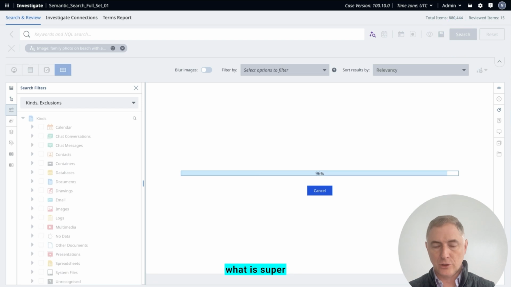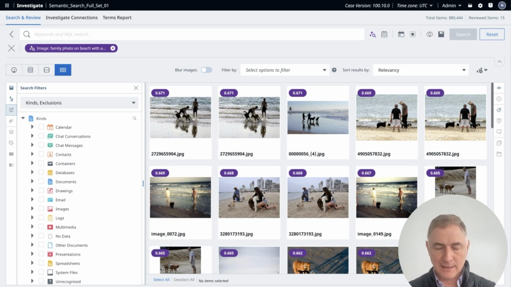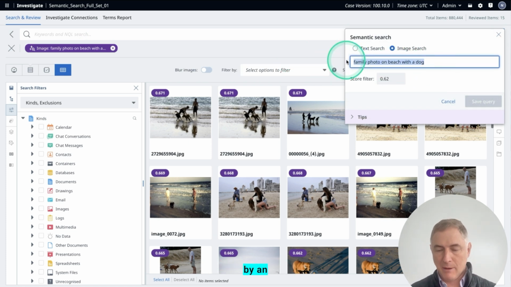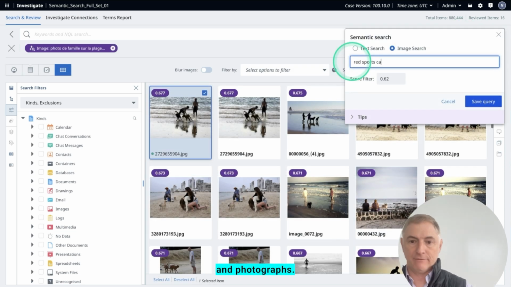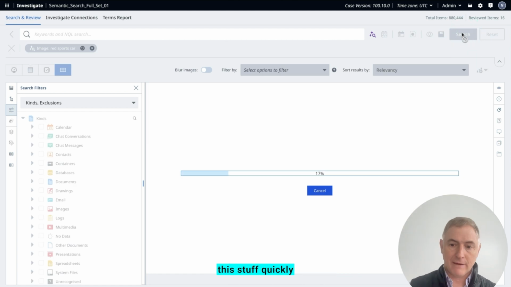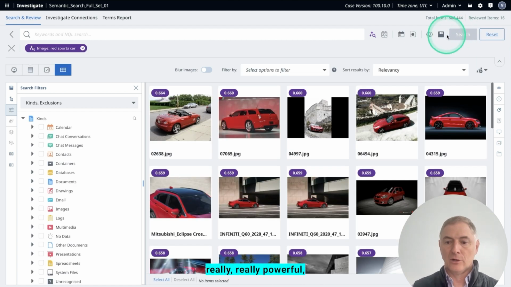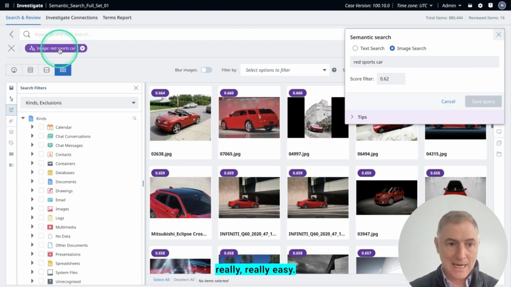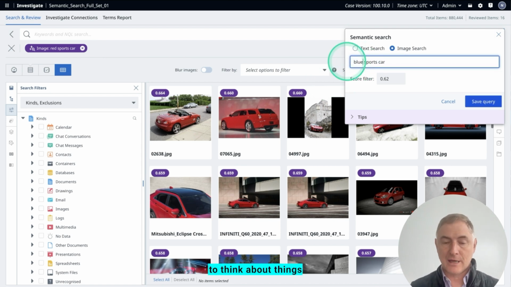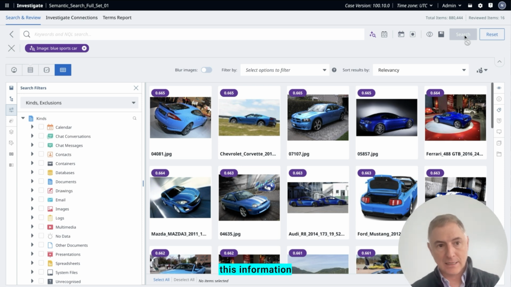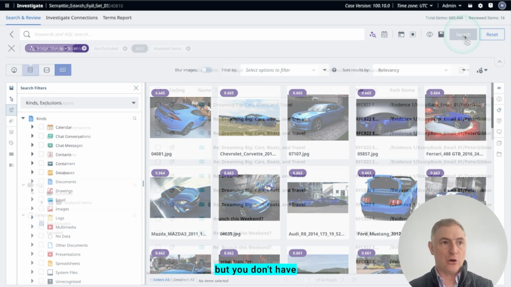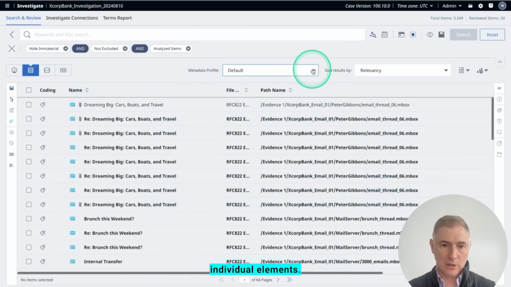And what is super fantastic about this is that it has required no upfront training. These items haven't been tagged by an individual upfront. This is just leveraging all of the capability of semantic search for both images and photographs to do this quickly, efficiently and easily. So again, really powerful, really easy, and really effective when one starts to think about things like early case assessment or investigations, where you're trying to understand this information as quickly as possible, but you don't really have the time to look at each of those individual elements.